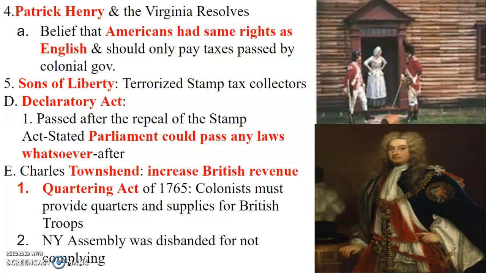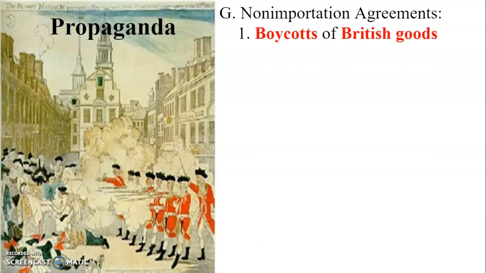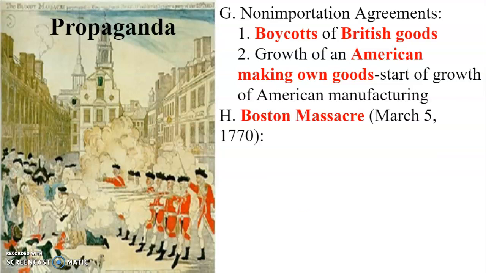We have the New York Assembly. New York Assembly was dissolved for not complying. We have non-importation agreements. We have the boycott of British goods. We have the growth of American manufacturing, Americans making their own goods. This is when we start seeing American-made products. No longer is everything bought from the British because we're mad at them, remember?